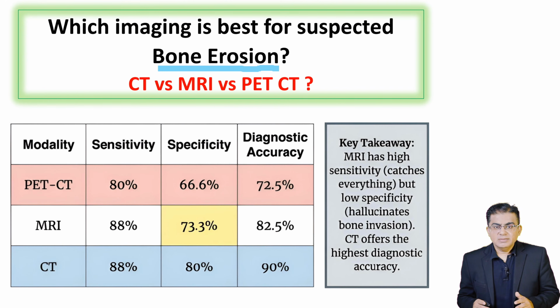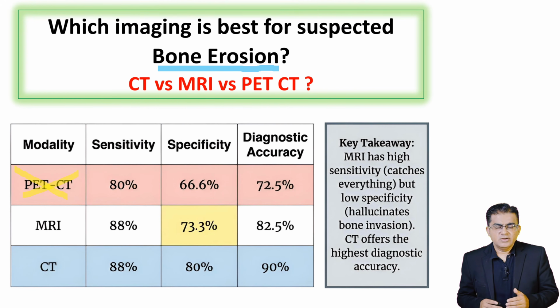Why? Because a PET scan lights up for any metabolic activity. It cannot differentiate between actual cancer invading the bone and simple inflammation from a bad tooth. So, for evaluating the primary site, specifically for bone involvement, throw PET-CT completely out of the window. Never tell an examiner that you would order a PET-CT to assess the primary extent of a lateralized tumor.